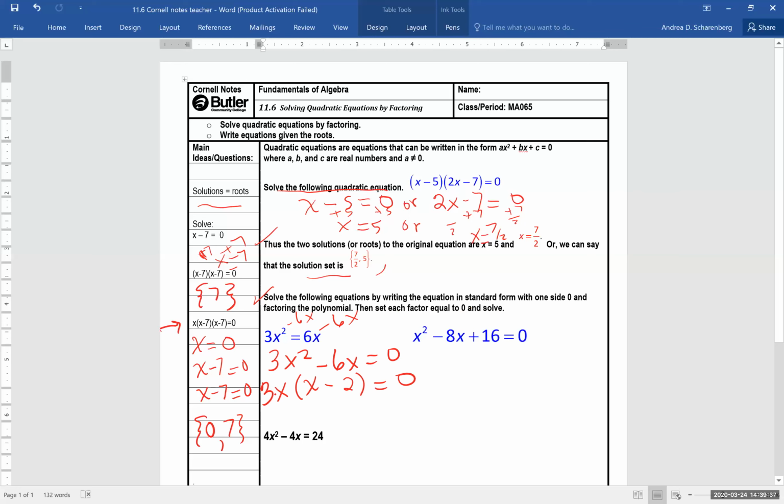Now I'm going to set both of these factors equal to 0. I have a 3x equal to 0 and an x minus 2 equal to 0. So I have 3x equals 0 or x minus 2 equals 0. Solving this, I divide both sides by 3, so x can be 0, or adding 2 to both sides, x can be 2. So my solution set is 0, 2. Okay. For this one right here, we would factor this one differently, right?